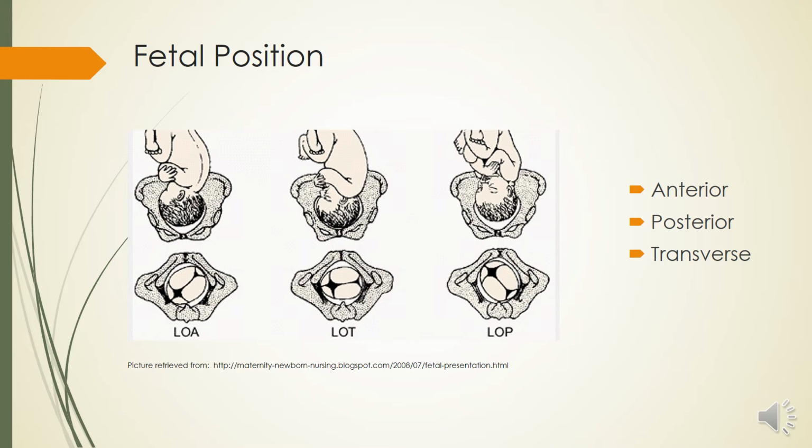Fetal position is the relationship of the presenting part of the fetus to the pelvis, and it can be listed as either anterior, posterior, or transverse. As you can see on the top row of pictures, it is the position of the head as it goes into the pelvis. For example, is the anterior part of the head coming first, or is it turned sideways, such as in transverse? The lower row of pictures displays the fetal head and the position of the fontanelles as the fetus makes his or her way through the pelvis.